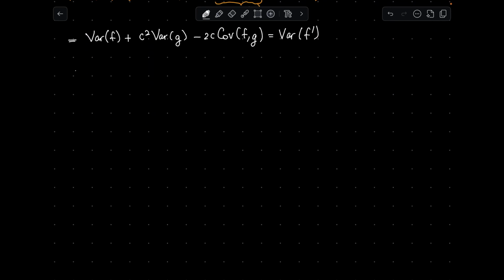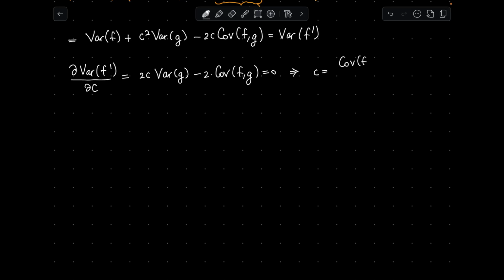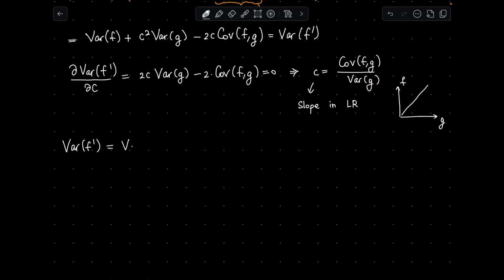Since we're trying to minimize the variance, we can take the derivative of variance f prime with respect to c and equate that to 0 to find the c coefficient. The resulting value for c is covariance fg divided by variance of g. Interestingly, this is also the slope we obtain from linear regression for f versus g. Now let's plug in c back into our equation for variance f prime.